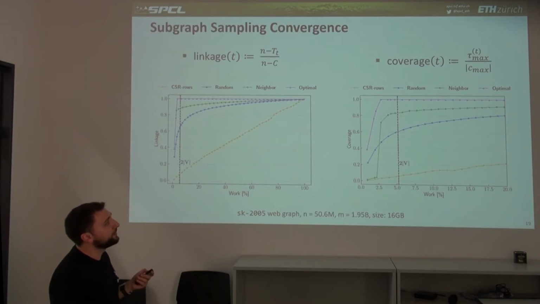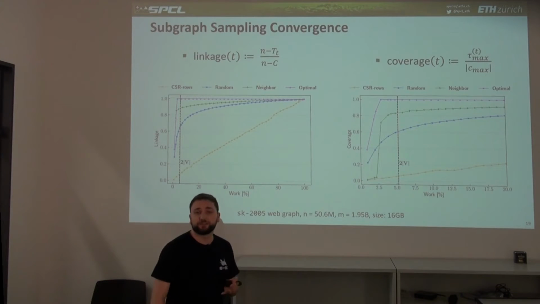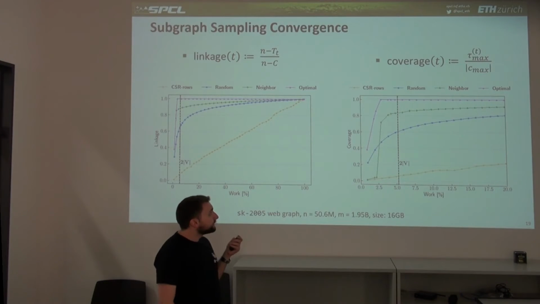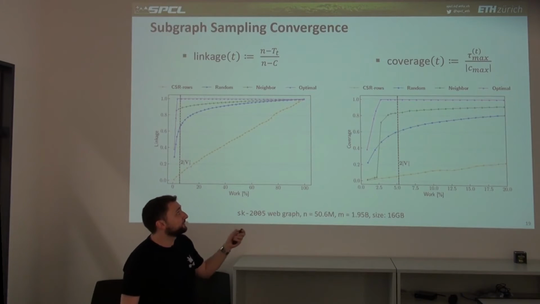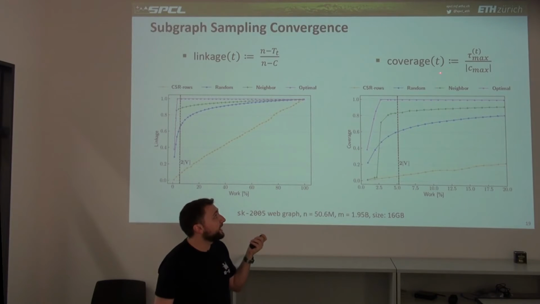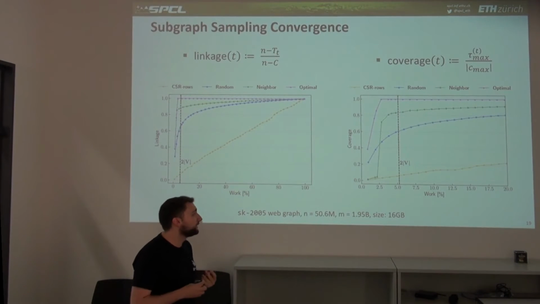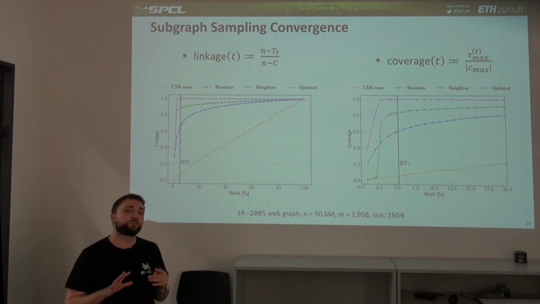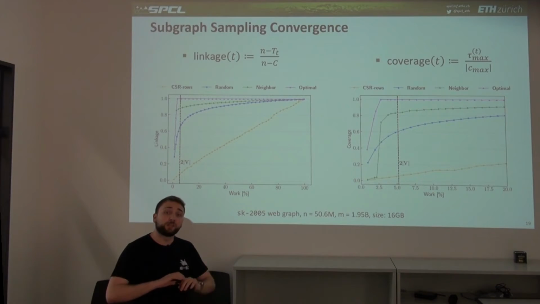And the second measure that we look at when we analyze the performance of these sampling methods is coverage. Now, if I were to explain the exact notation here, it would be the number of trees at step t of the maximal component over the size of the maximal component. But essentially, what this means is how much our algorithm at step t has uncovered of the largest component in the graph.